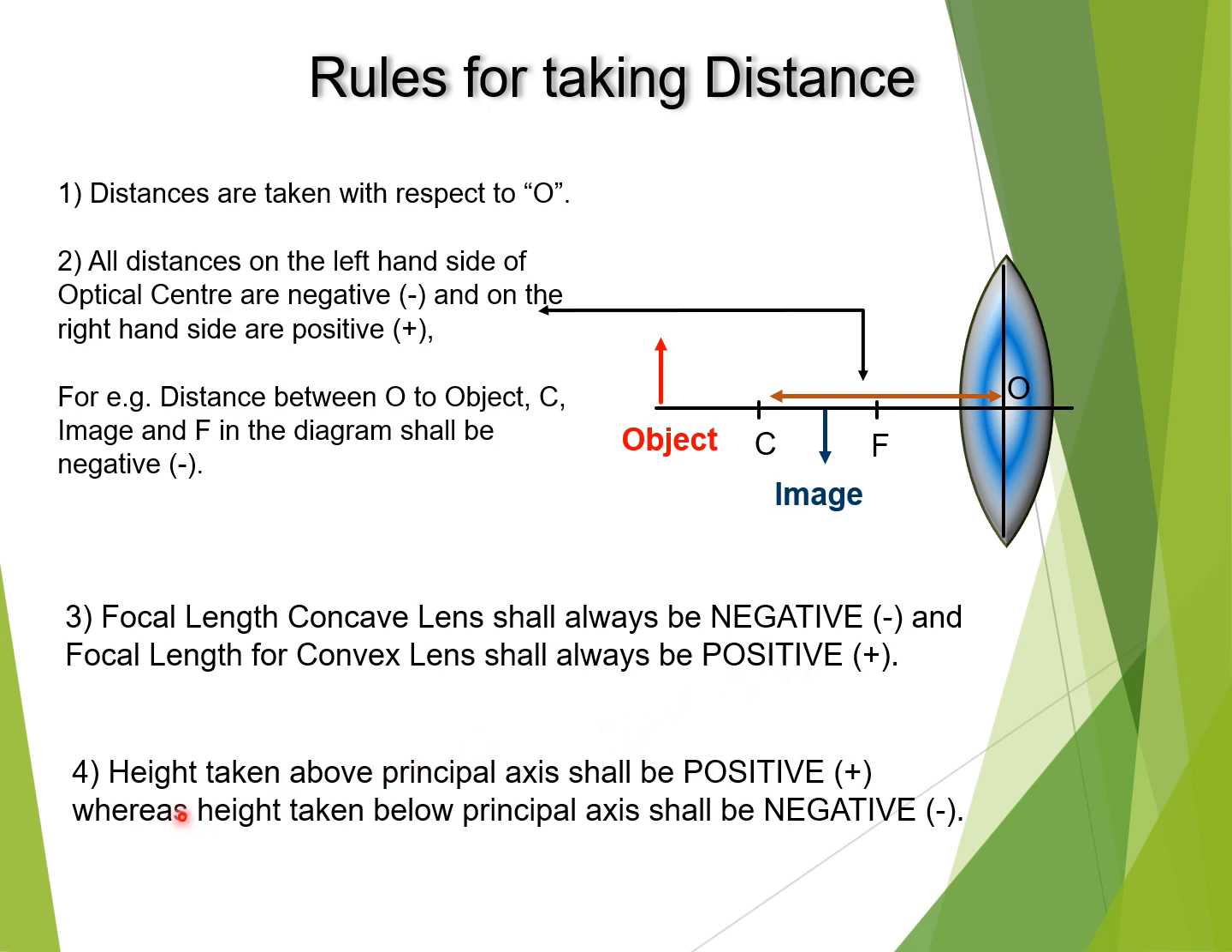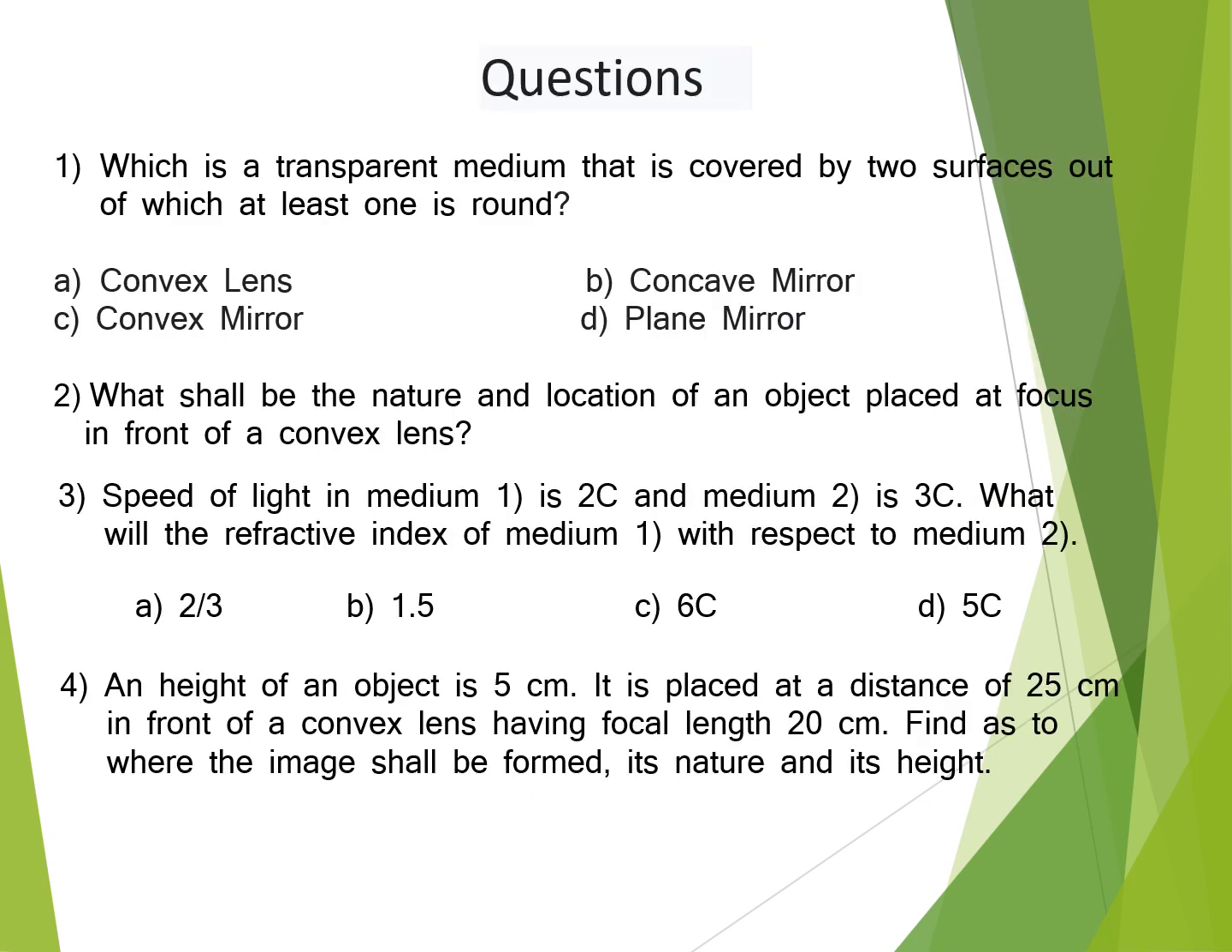Then height above the principal axis shall be positive. So if this is the object, we can say this height shall be positive, whereas height taken below the principal axis shall be negative. Say if the image is made like this, the height shall be taken negative. This shall be negative, this shall be positive. Above the principal axis shall be positive, below the principal axis shall be negative. So let us do some numericals. Let us solve a few questions pertaining to lens.